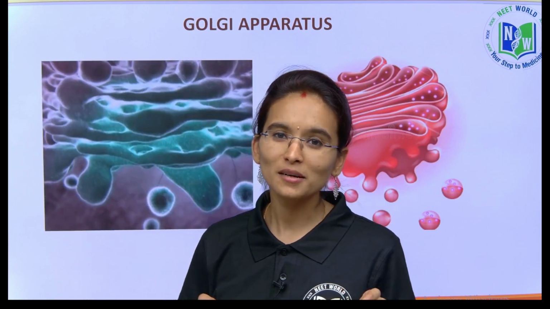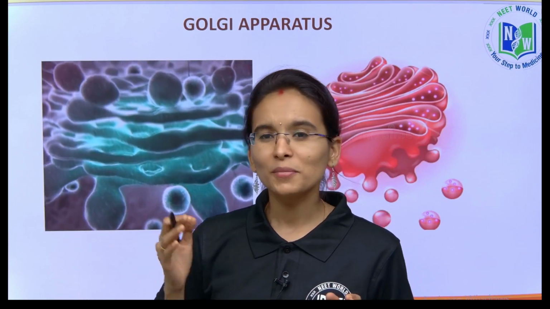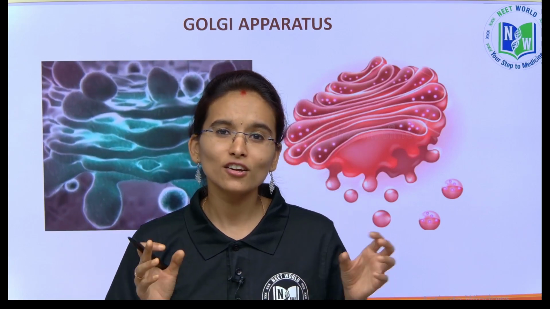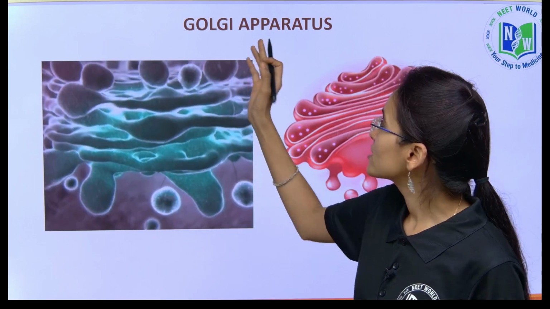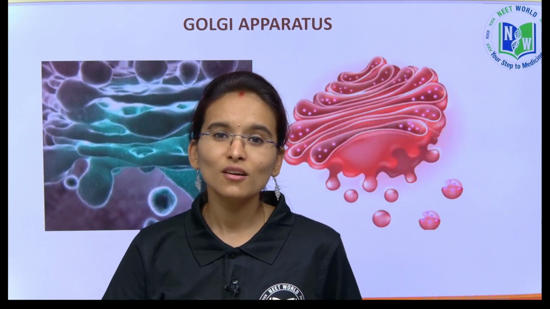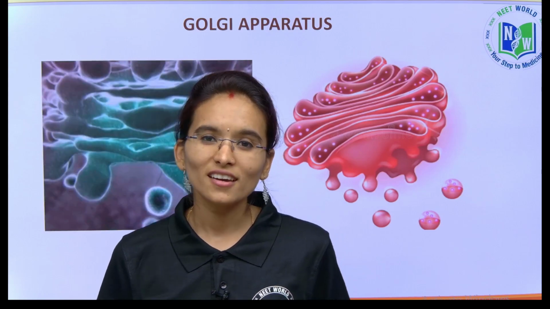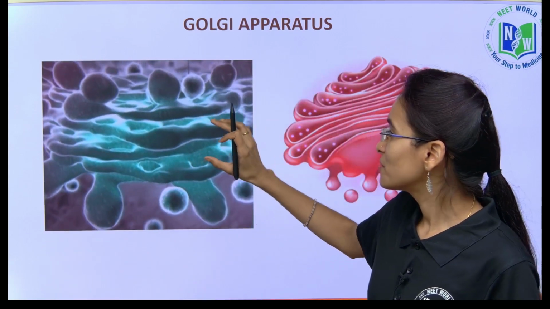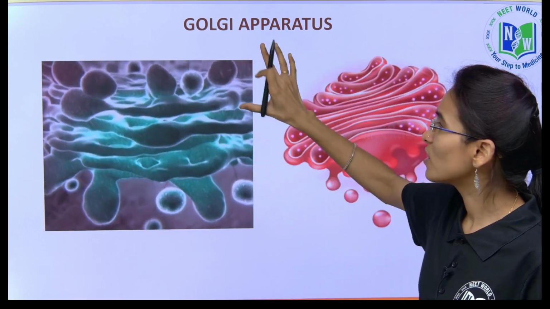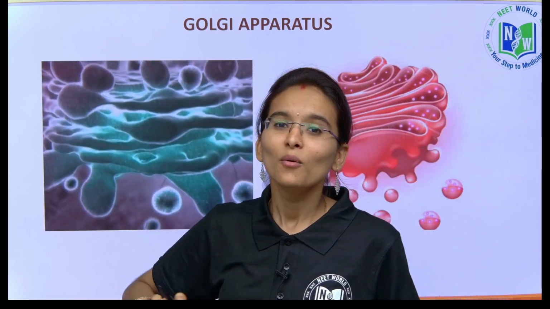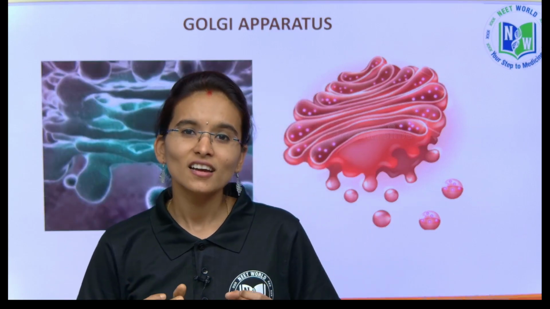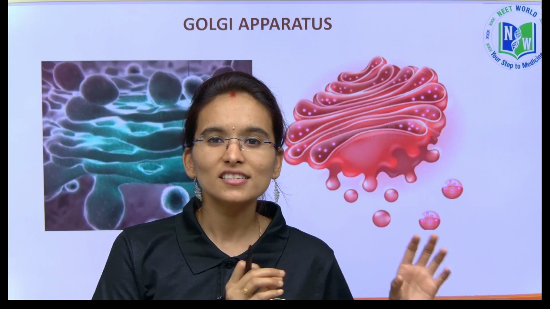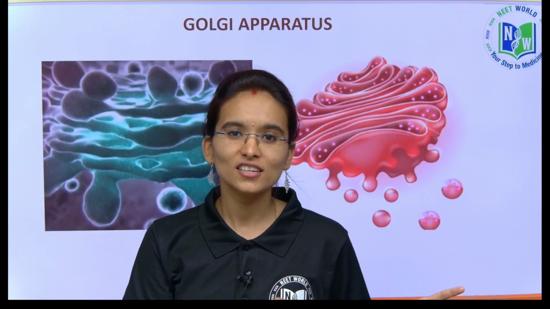I think you might be in doubt that in a previous class ma'am said the nucleus is the brain of the cell, and today ma'am is saying that the Golgi apparatus is the postman of the cell. Why do we call the Golgi apparatus a postman? It is involved in packaging and in delivering substances to the proper destination.